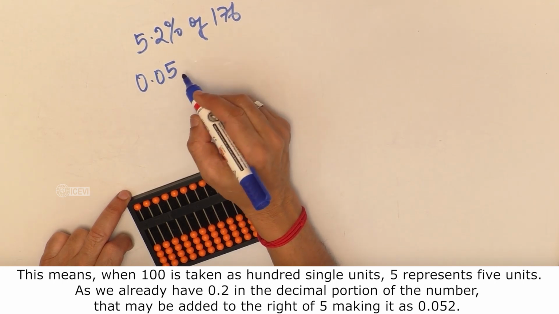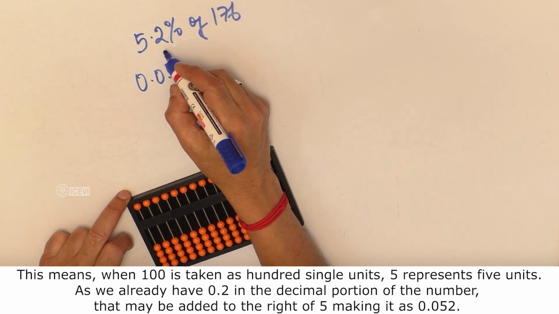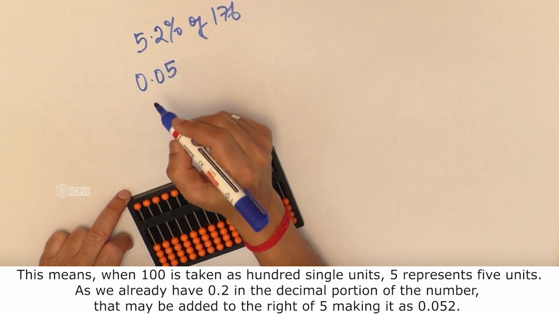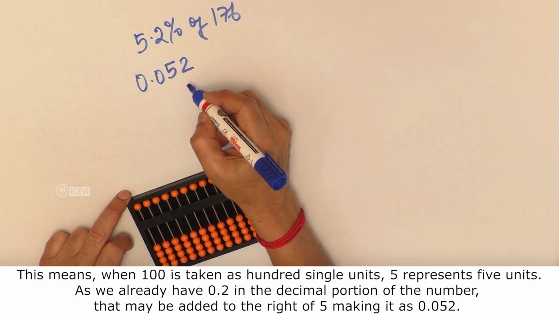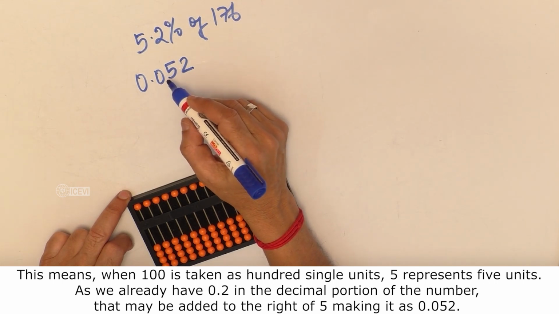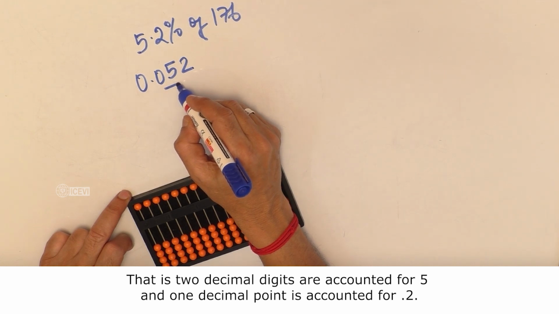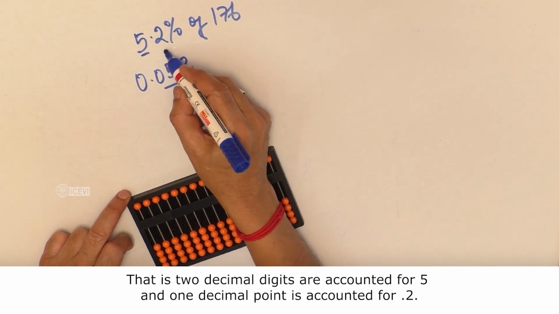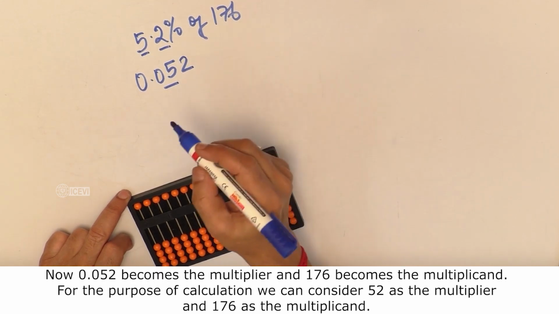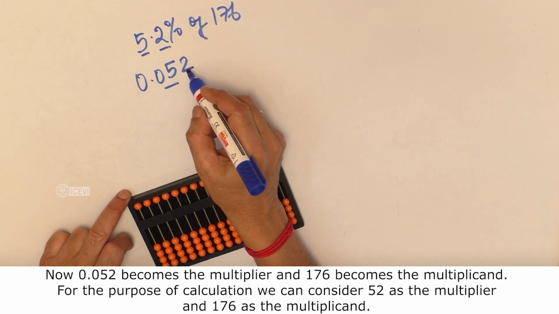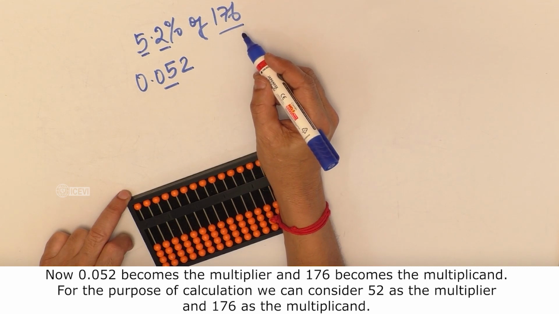We already have 0.2 in the decimal portion of the number that may be added to the right of 5 and making it as 0.052. That is, 2 decimal digits are accounted for 5 and 1 decimal point is accounted for 0.2. Now 0.052 becomes the multiplier and 176 becomes the multiplicand.